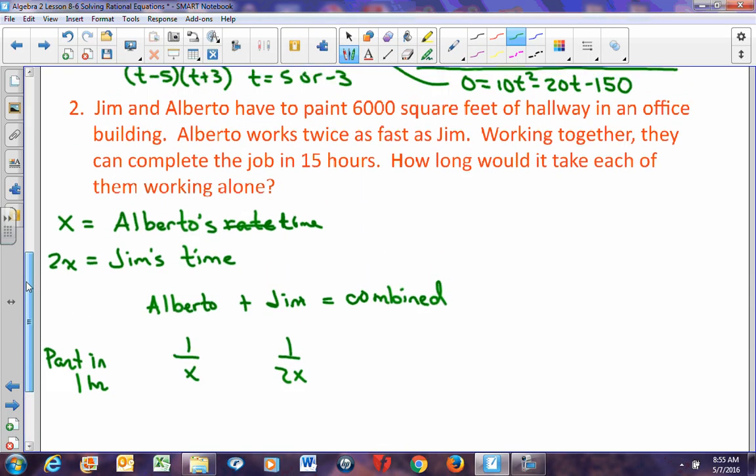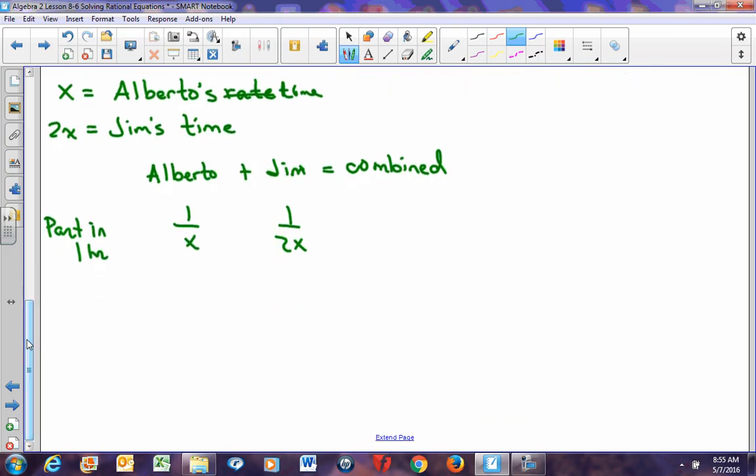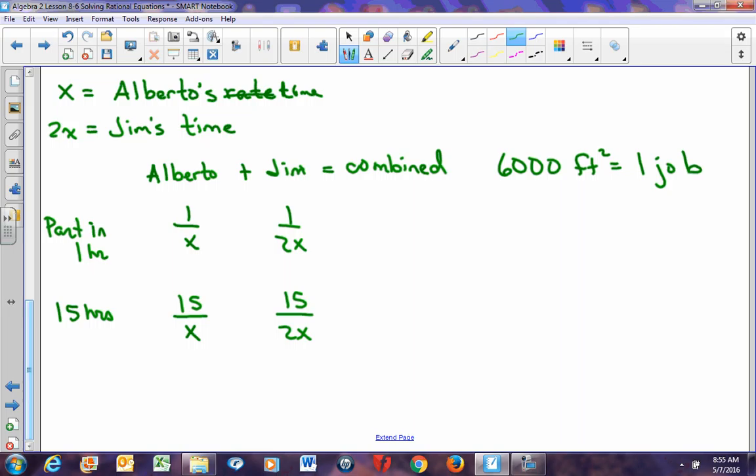The original problem talked about them together in 15 hours. So in 15 hours, Alberto's going to do 15 over x, and Jim's going to do 15 over 2x. The 6,000 square feet that they have to paint is the one job they need to do, one completed job. I don't like to add the 6,000 in because it makes my problem really big. The book likes to, I don't.